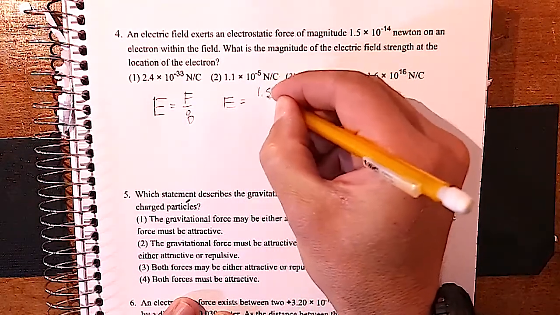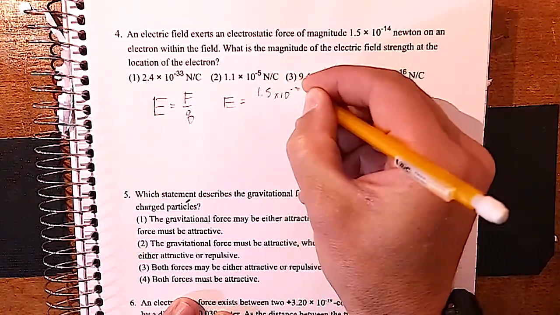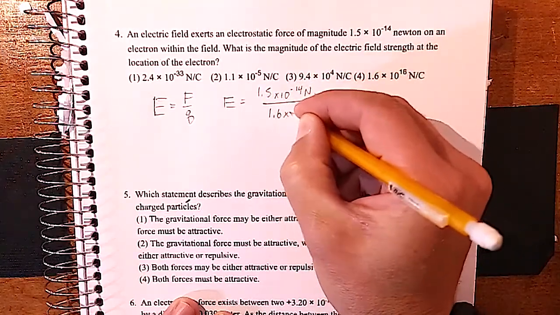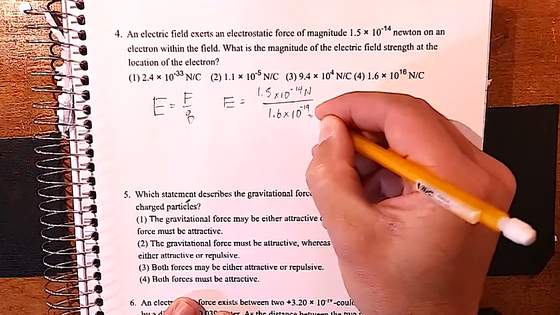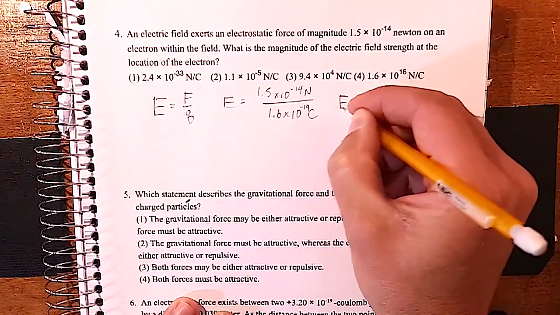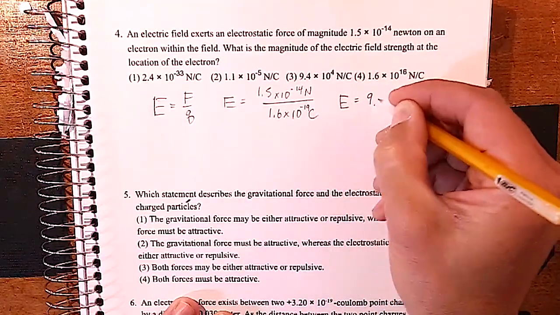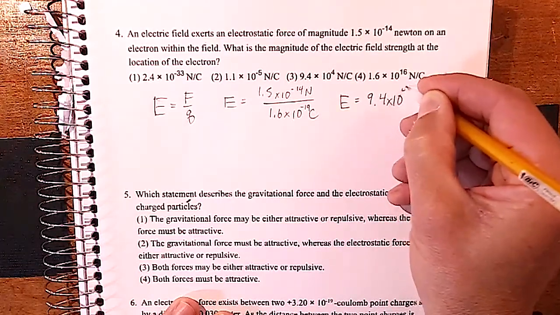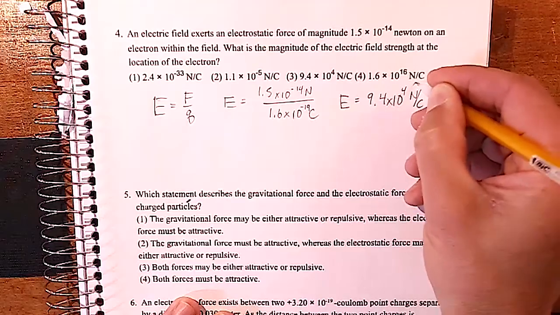And we have 1.5 times 10 to the minus 14th newtons divided by the charge on an electron, 1.6 times 10 to the minus 19th coulombs. So E comes out to 9.4 times 10 to the 4th, and that would be in newtons per coulomb.